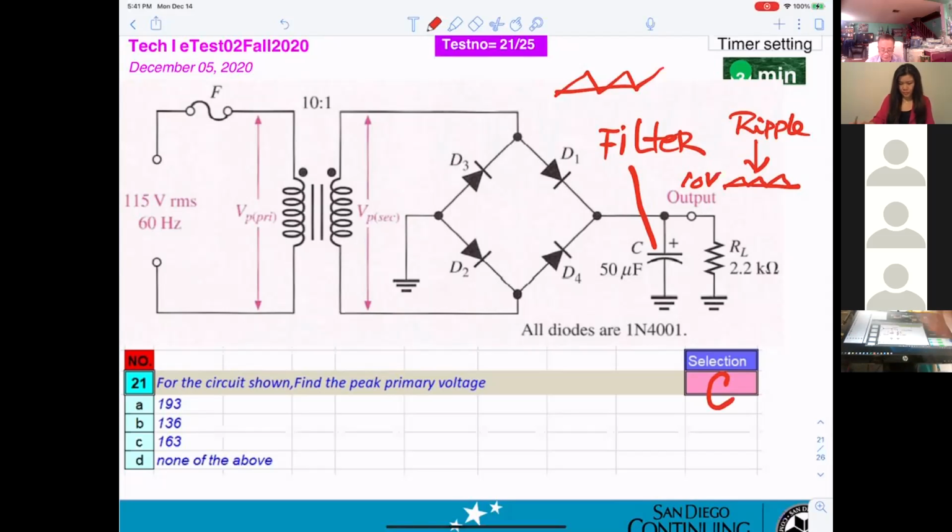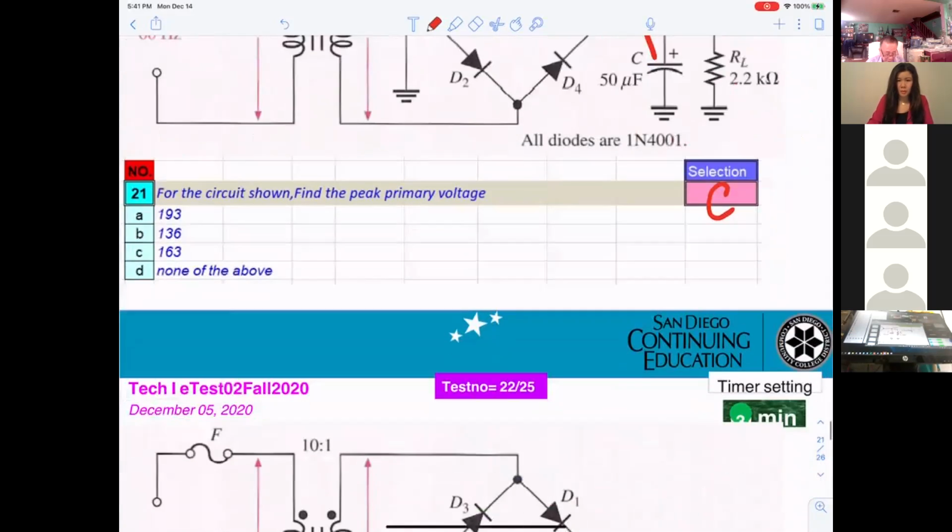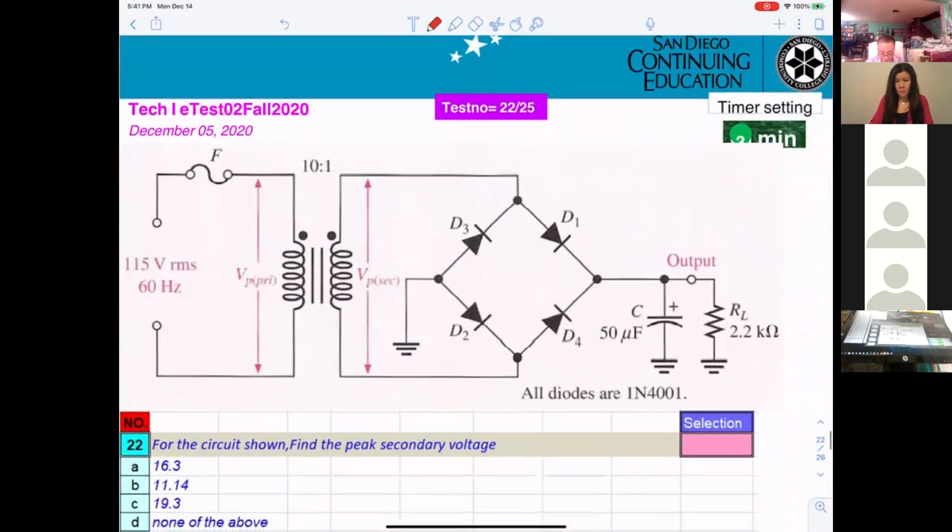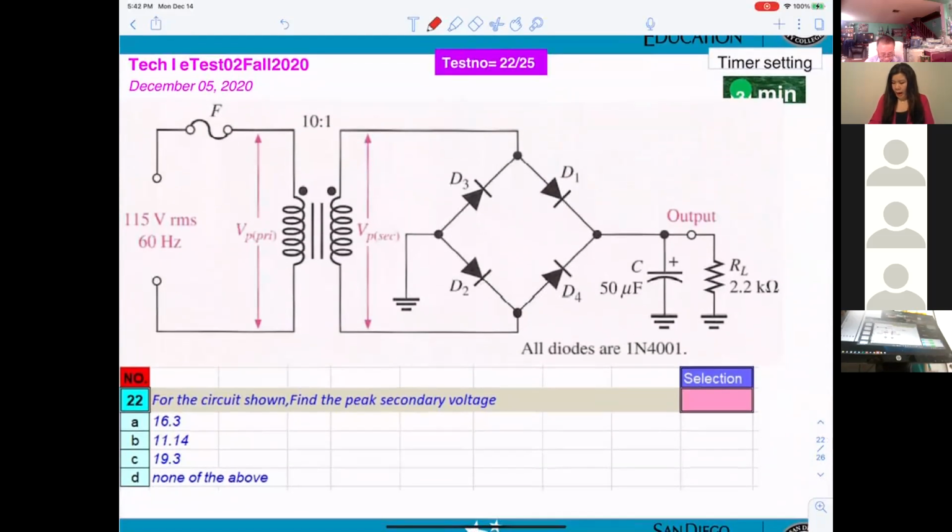Okay. Let's see, 21. 22. Big secondary voltage. That's what we're looking for. Okay, 22, I got A. Perfect. I agree. A. Looks like you're doing very good, man. Thank you. You can be a very good technician.